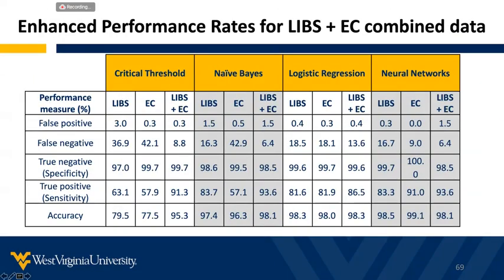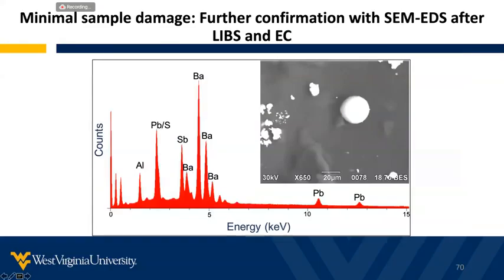What is even more encouraging is that, as we expected, when combining the LIPS and electrochemical data together, the performance of classification improved regardless of the statistical model, with accuracy ranging from 95 to 98%. And remember, detection of both inorganic and organic gunshot residue is possible using both methods in less than 5 minutes per sample. And moreover, we have been able to detect GSR by SEM-EDS on the same sample after LIPS and electrochemistry is performed.